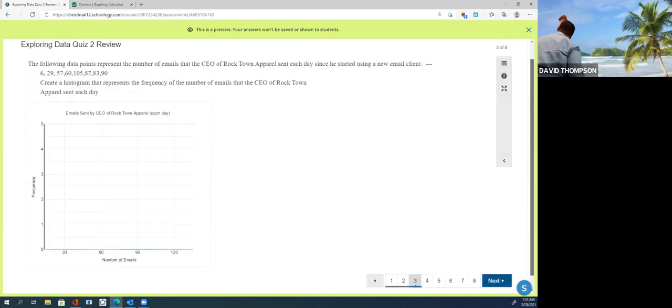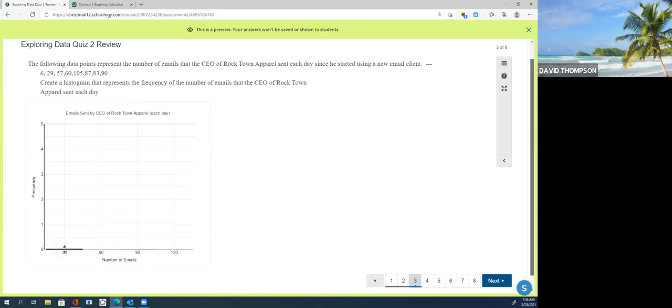And next question. The following data points represent the number of emails the CEO of Rob Apparel sent each day since she started using her new email client: 6, 29, 57, 60, 105, 87, 83, and 90. Create a histogram that represents the frequency of the number of emails the CEO of Rob Apparel sent every day.